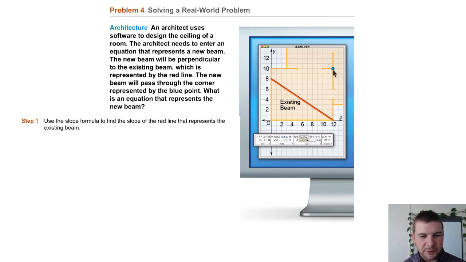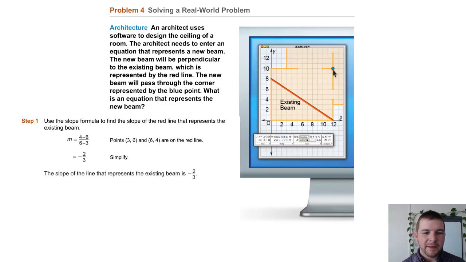Step 1, we'll use the slope formula to find the slope of the red line that represents the existing beam. The slope formula, remember, is y2 minus y1, representing the rise, over x2 minus x1, representing the run. That simplifies, in this case, to negative 2/3. The slope of the line that represents the existing beam is negative 2/3.